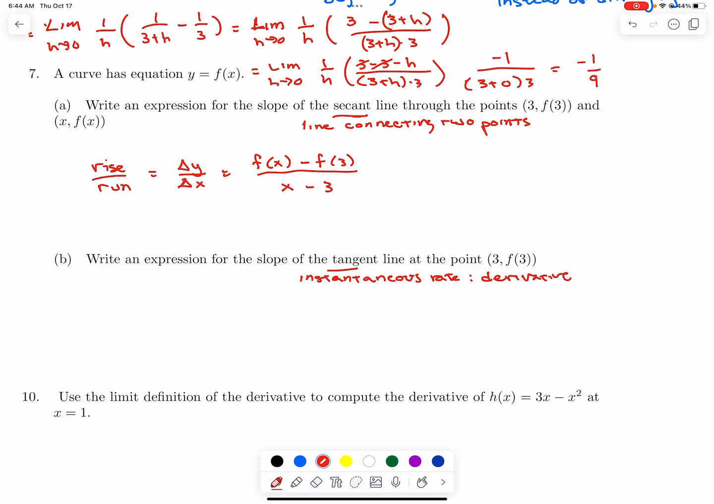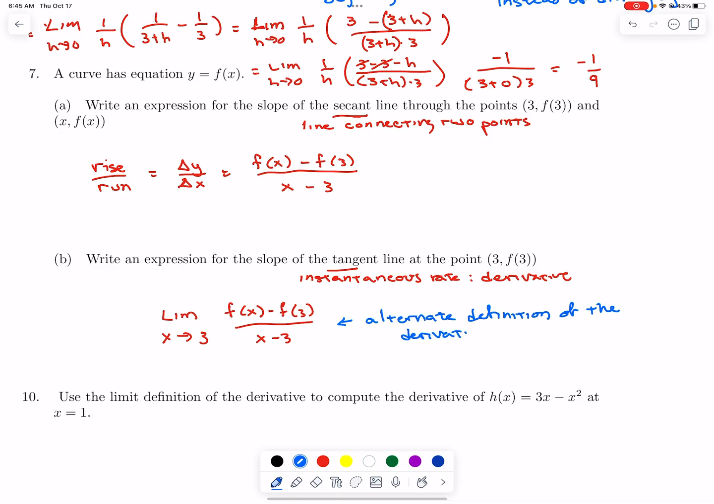and we could do this with h's, but the second definition of the derivative is to take the limit as x gets closer to its value. And this is called the alternate definition of the derivative. And in the book, it's called definition 6.